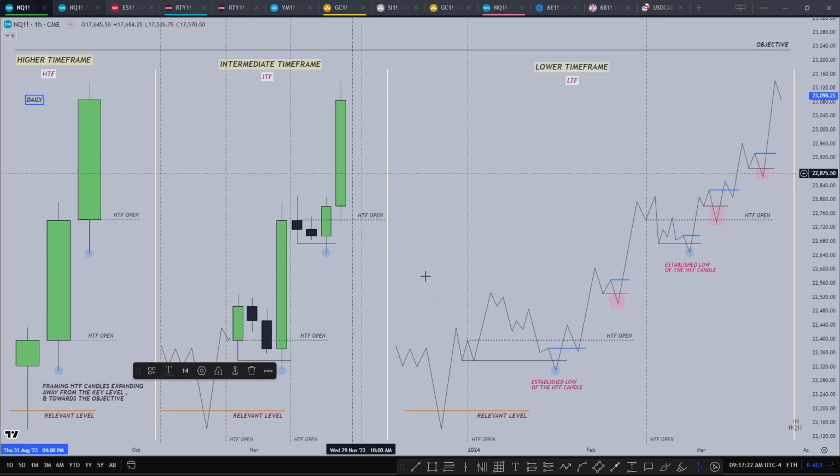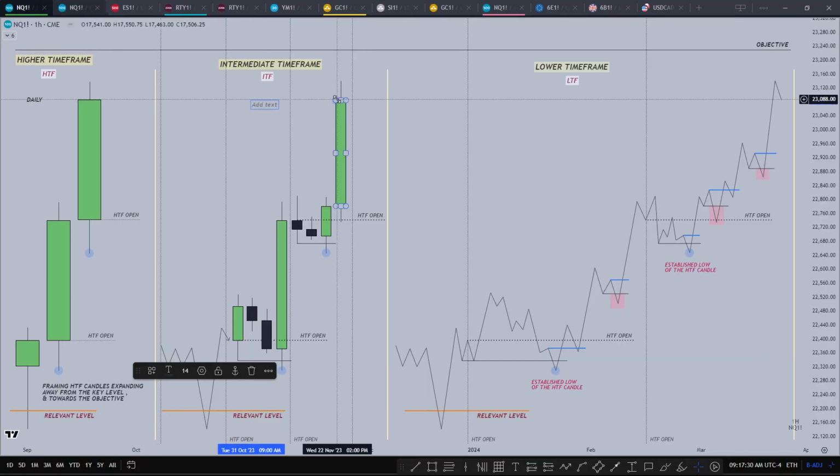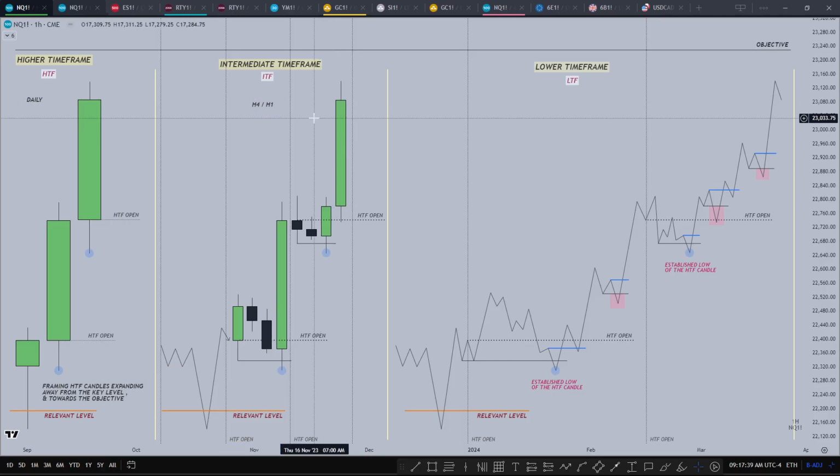Then your intermediate time frames will be one or two time frames, whichever suits best, one or two time frames lower than this, which would be daily to then hourly. Could be H1, could be H4, whichever suits. So I will confirm this high time frame candle formation on this intermediate time frame.